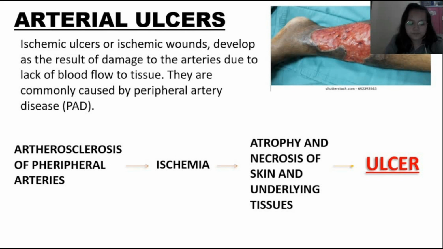The arterial ulcer, also known as ischemic ulcers or ischemic wounds, develops as the result of damage to the arteries due to the lack of blood flow to tissue. They are commonly caused by peripheral artery disease, particularly in the scenarios of atherosclerosis of peripheral arteries. What happens when there is atherosclerosis? This would lead to ischemia. Then once there is ischemia, that would lead to atrophy and necrosis of the skin and underlying tissues, which might lead to ulcer, most commonly seen in diabetic patients.